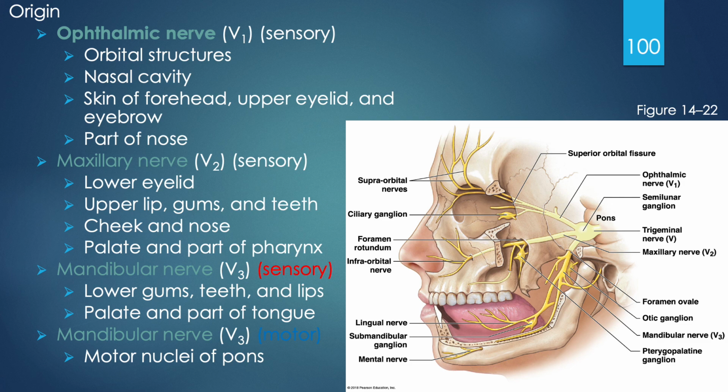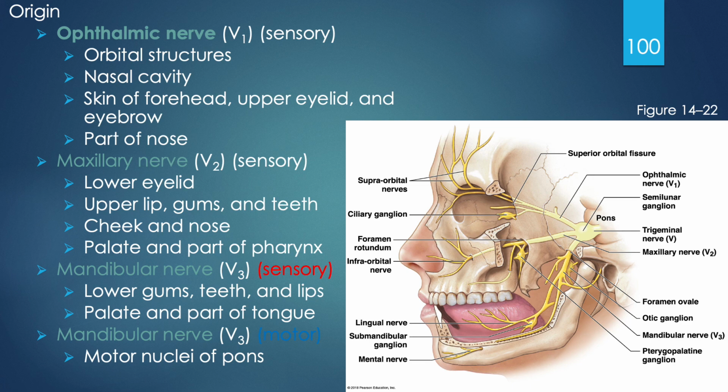So the origin of the ophthalmic nerve, which is sensory, is going to be through the orbital structures in the nasal cavity. So it will innervate the skin of the forehead, the upper eyelid, and the eyebrow, and also a part of the nose. As you can see how it crosses over and just goes down across the very top bridge of the nose. The maxillary nerve is sensory, so it innervates the lower eyelid, the upper gums, lip, and teeth, also the cheek and nose, the palate, and part of the pharynx. So this does basically the middle of your face.